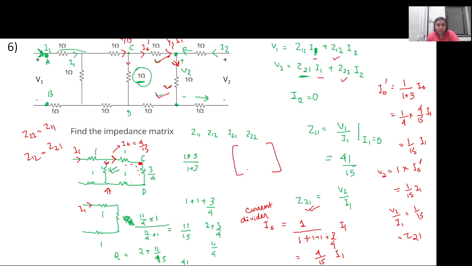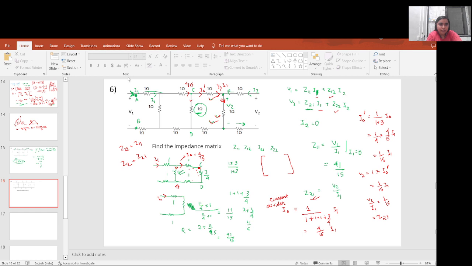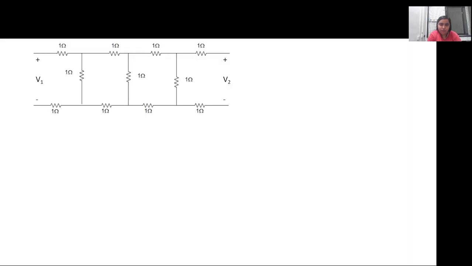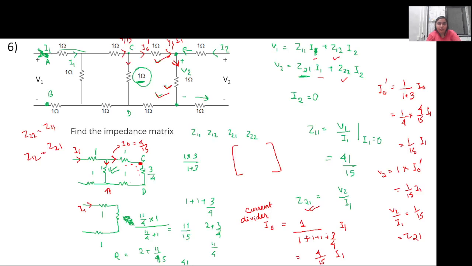Ma'am, in I naught, why do we write 3 by 4? This is the equivalent resistance of this circuit. So if you consider this part of the circuit, wait. So you're talking about this I0 dash, right? Let me use a different color. Only I0, ma'am. So in this particular circuit, this is the branch current which is denoted by I0 here.